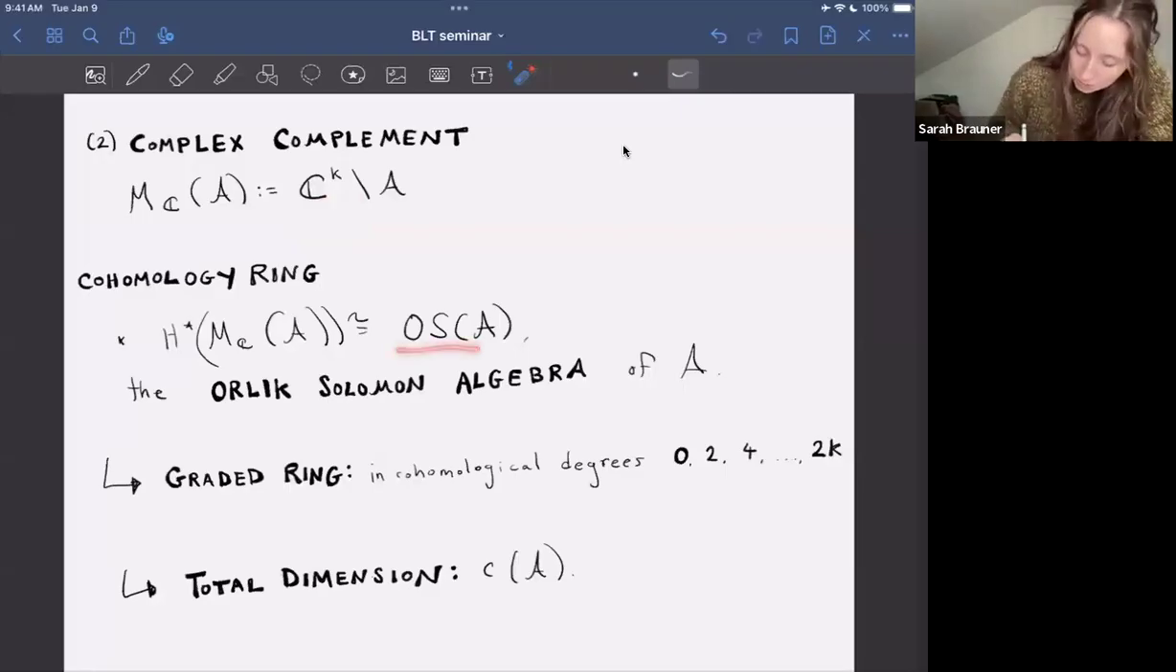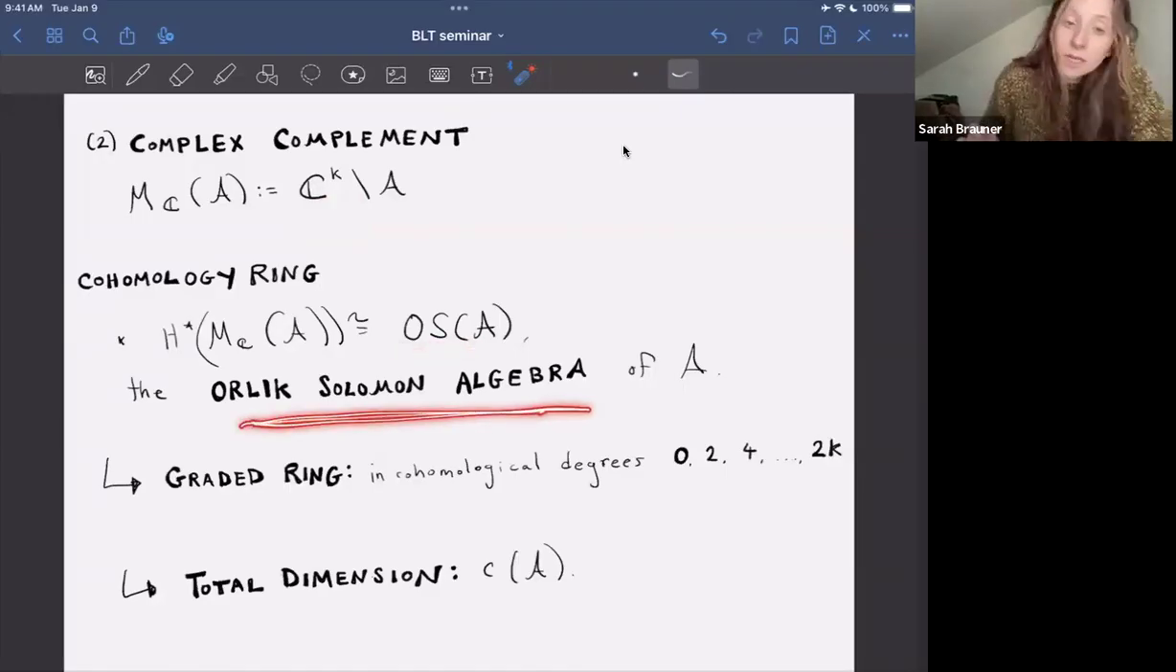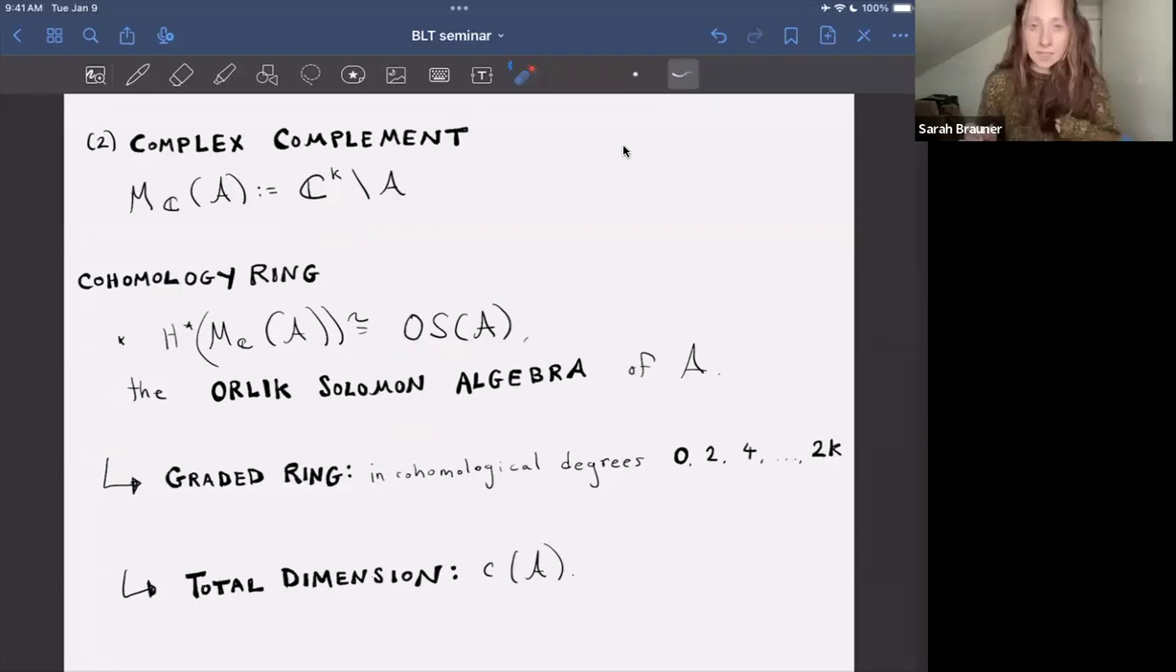It's isomorphic to what's called the Orlik-Solomon algebra of the arrangement. So this is, I think, a very well-studied algebra. It's graded naturally. So in cohomological degrees, it'll be concentrated in degrees 0, 2, 4, up to 2K. And its total dimension, again, will also be the number of chambers of the arrangement.